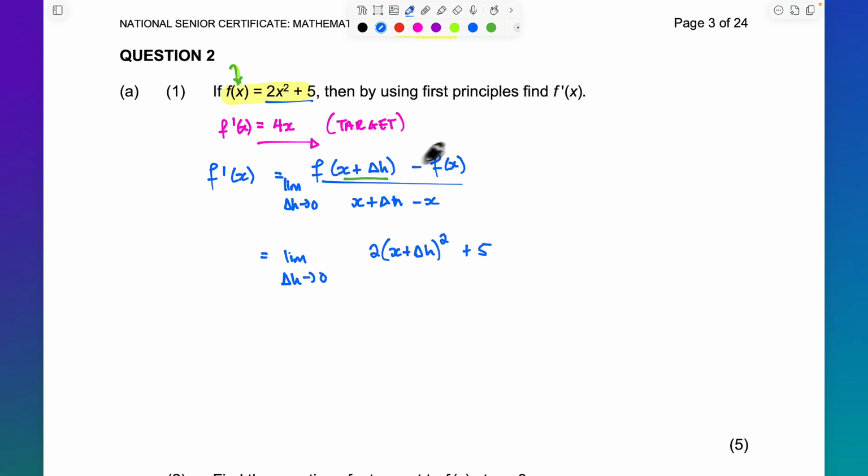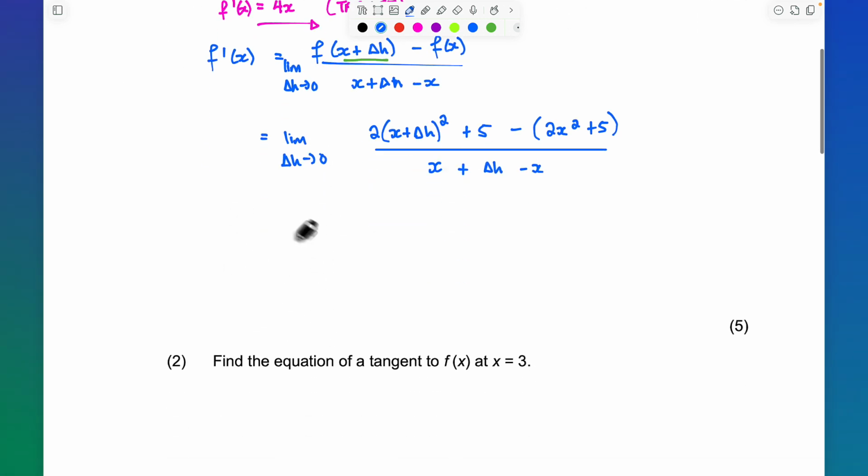And then you subtract f of x. So you subtract this whole expression. Remember, you have to subtract the whole thing. So you're subtracting 2x squared plus 5. All right, so that's the top. The top is done. Usually the top is our biggest problem. So you're going to put that over x plus delta h minus x. I'm going to write these at the end, but for now, let's just simplify this.